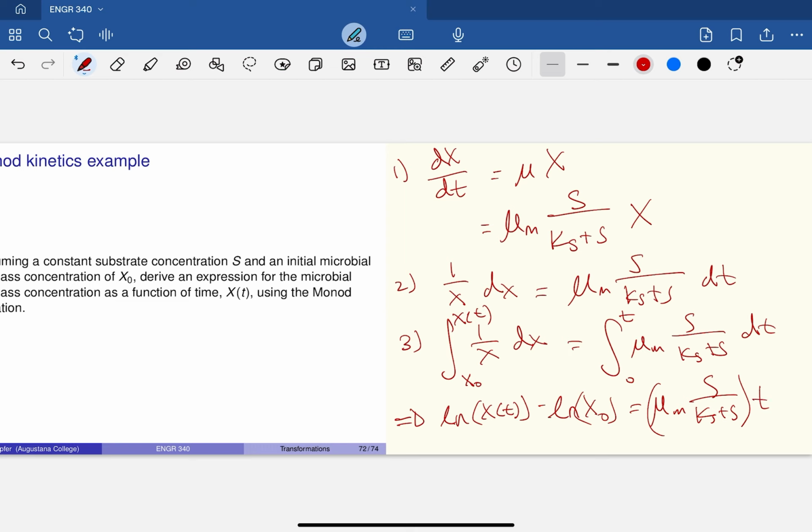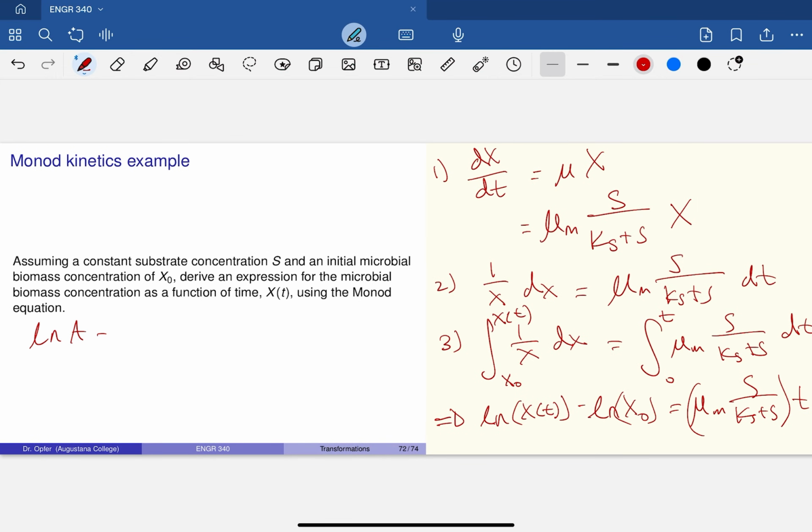Okay, so now in order to solve this for X of t, we have to remember how natural logs work. Natural log of a minus natural log of b is exactly equal to the natural log of a divided by b. So we're going to use this expression to reduce this from 2 natural logs to 1. Let me make some room. So we're going to have natural log of X of t divided by X naught is exactly equal to mu m times S over Ks plus S, quantity times t.